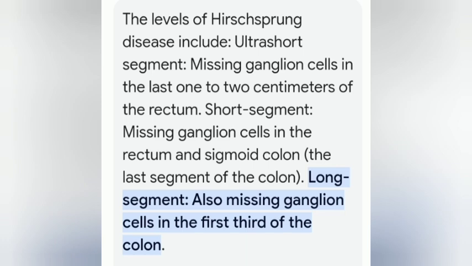We have levels of Hirschsprung's disease depending on whether only the rectum is involved, part of the rectum, or the sigmoid colon and rectum, or the first third of the colon. So we have three types. Then we move forward to the clinical features.